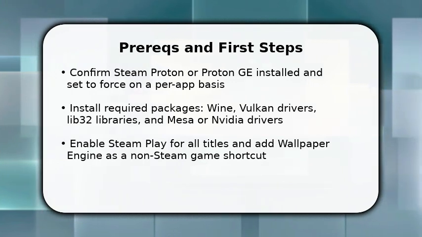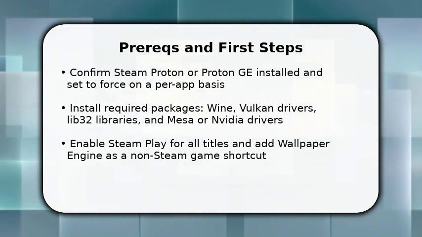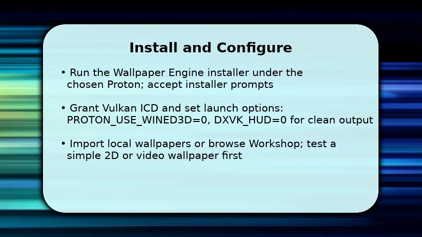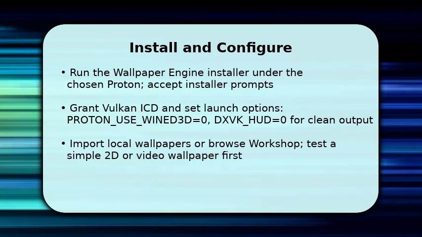You run the installer under Proton and follow on-screen prompts. Accept default paths unless you have a custom wine prefix. Once installed, adjust launch options to ensure Vulkan/DXVK are preferred and disable Wine D3D fallbacks to avoid performance drops.